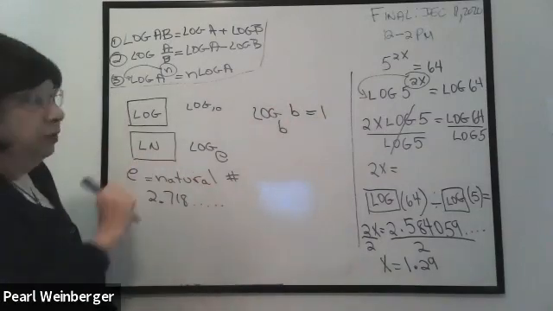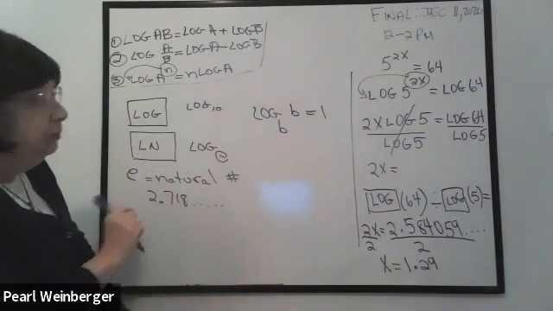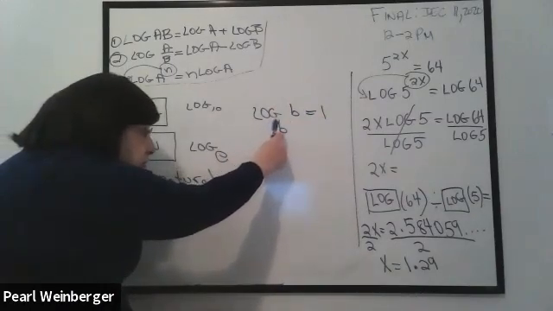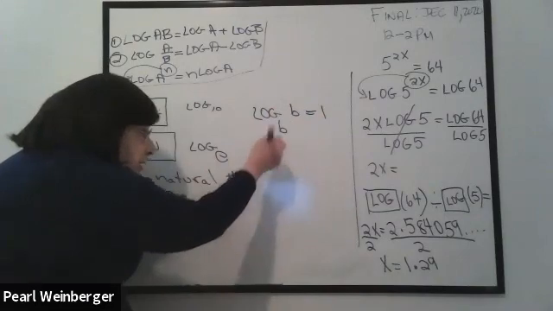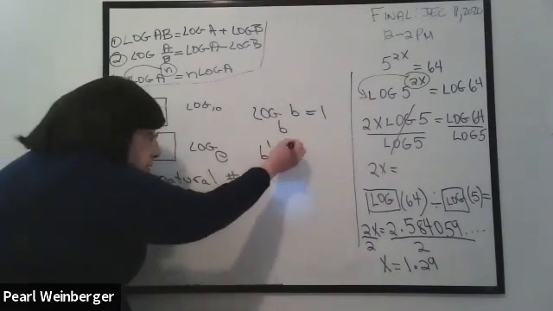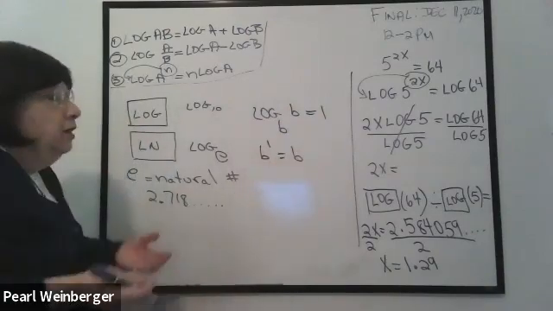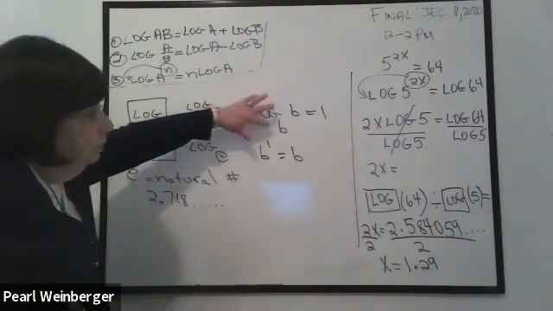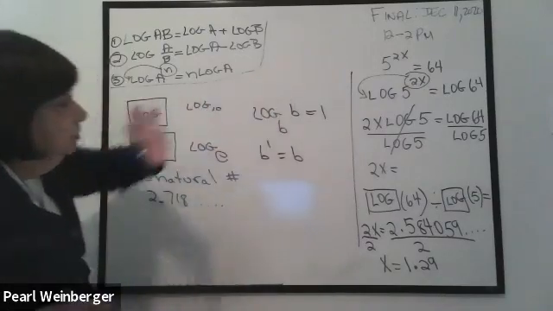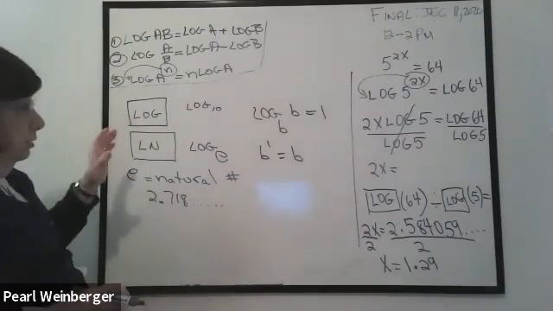Why? Well, if we put it in exponential form, you'll see right away why. In exponential form, the base would be B. The exponent on the other side is 1. That obviously B to the 1 has to equal B. So when the base matches the number next to the log, the answer has to be 1.